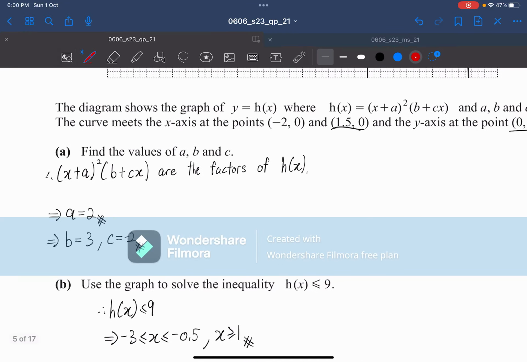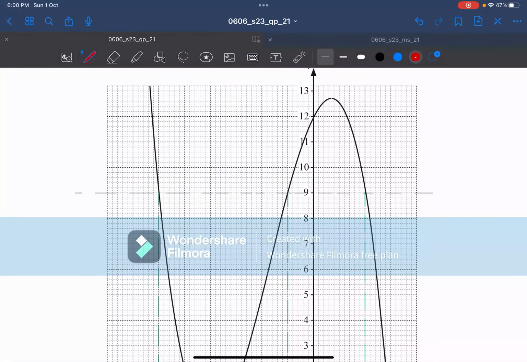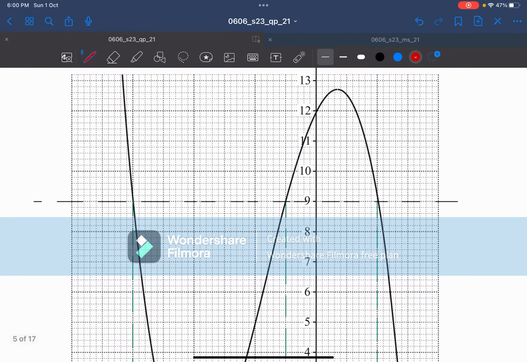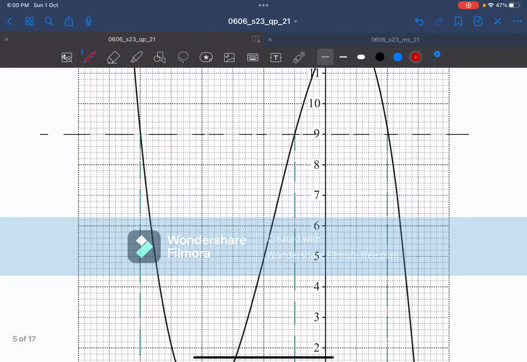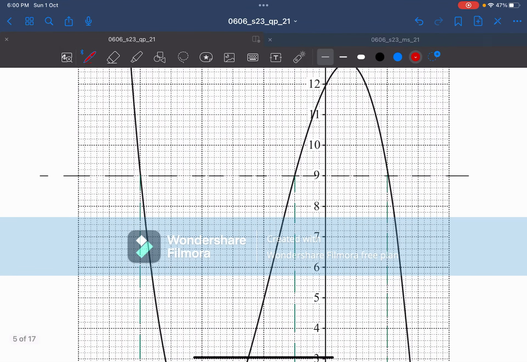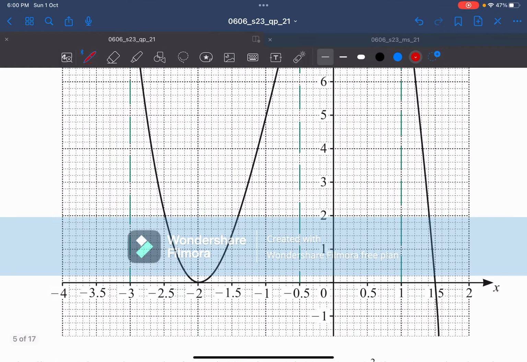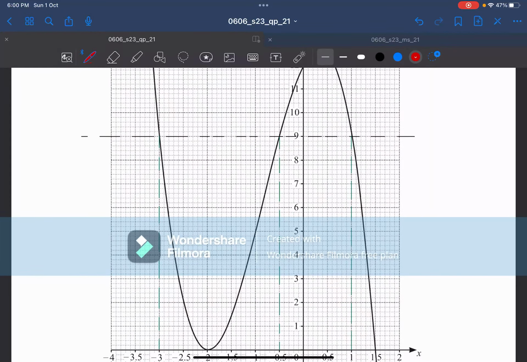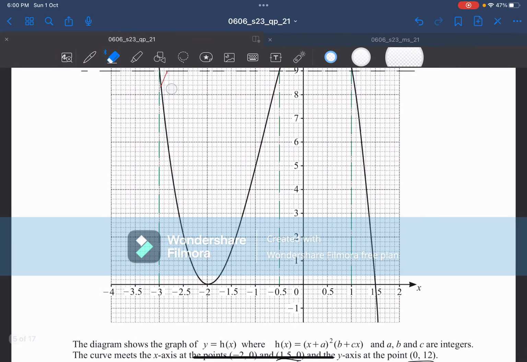Okay. B, use the graph to solve the inequality. So use the graph h(x) less than or equal to 9. What I did is just draw a dotted line at y equals 9. And then I drew vertical lines at the points of intersection at y equals 9 for this graph, and referenced them from the x-axis to find the x-coordinates. So we figured out that for h equals 9, it's between this whole region. So it's everything in this region, between negative 3 and 0.5. So that's how I figured it out.